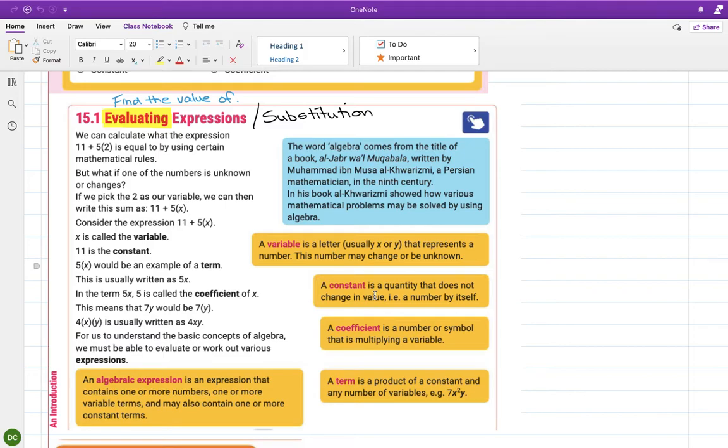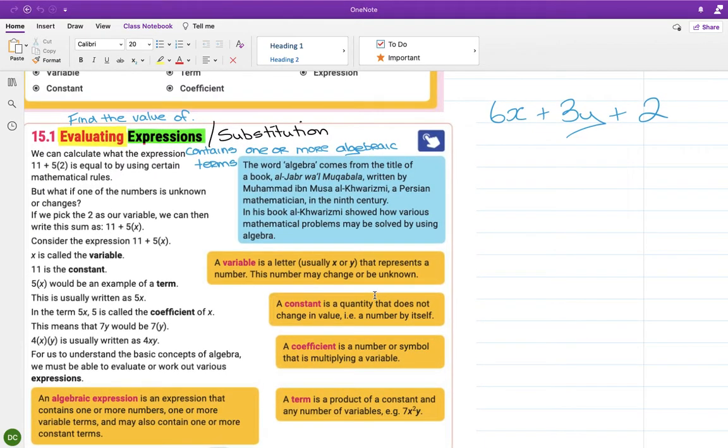And an expression, so basically an expression contains one or more algebraic terms. Which sounds really fancy, but it's not. And I'm going to show you further down why it's not. Okay, so I'm going to give you an expression. So here's an expression: 6x plus 3y plus 2.